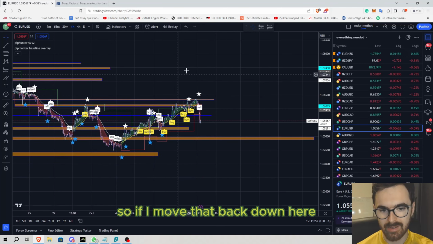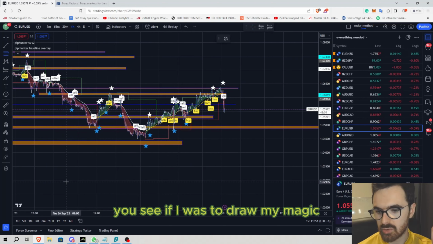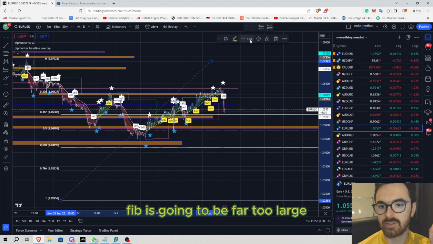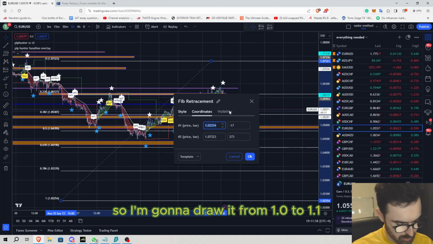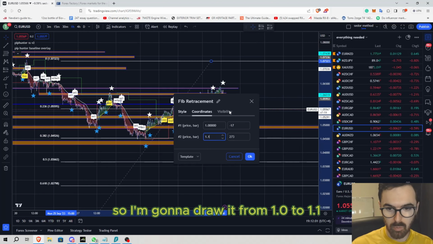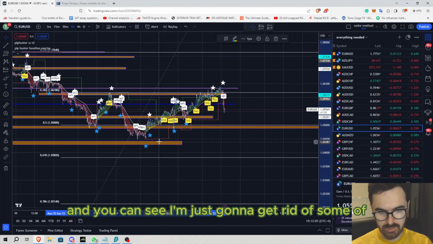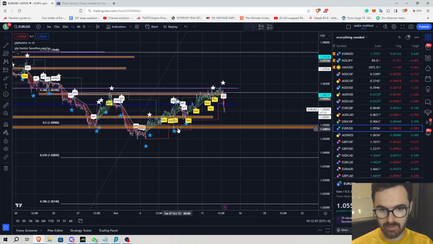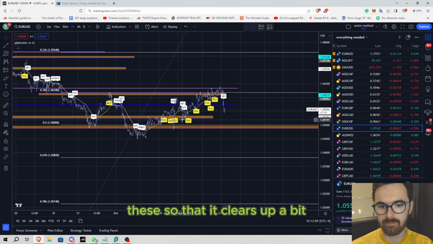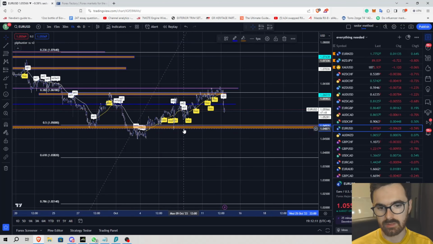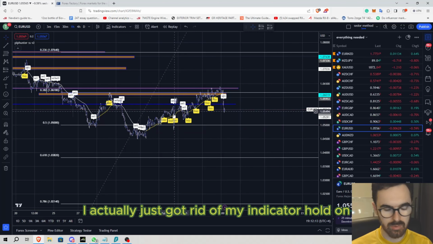So if I move that back down here, you can see if I was to draw my magic fib, it's going to be far too large. So I'm going to draw it from 1.0 to 1.1. And you can see, I'm just going to get rid of some of these so that it clears it up a bit. I actually just got rid of my indicator, hold on.